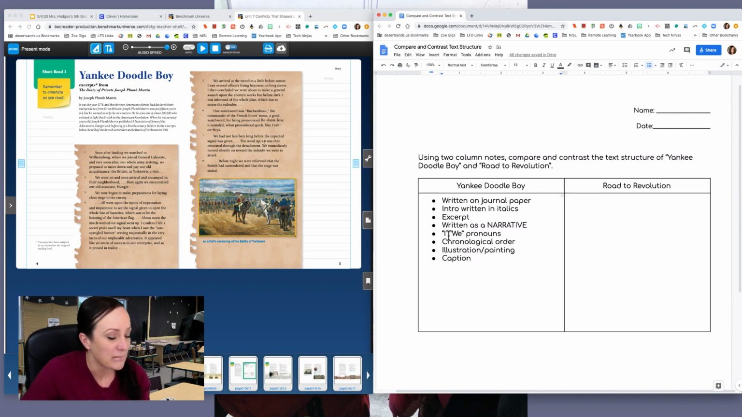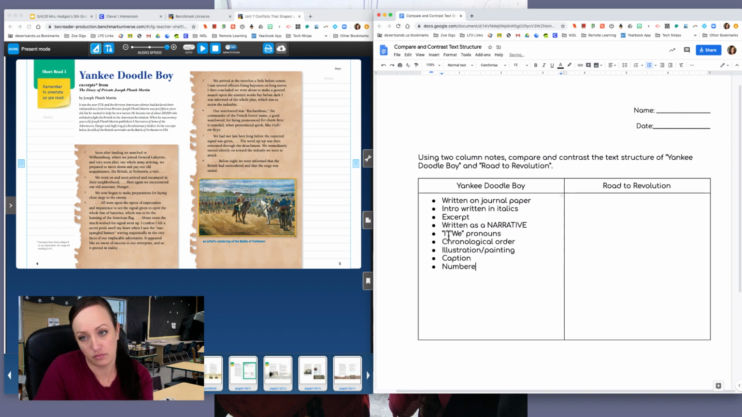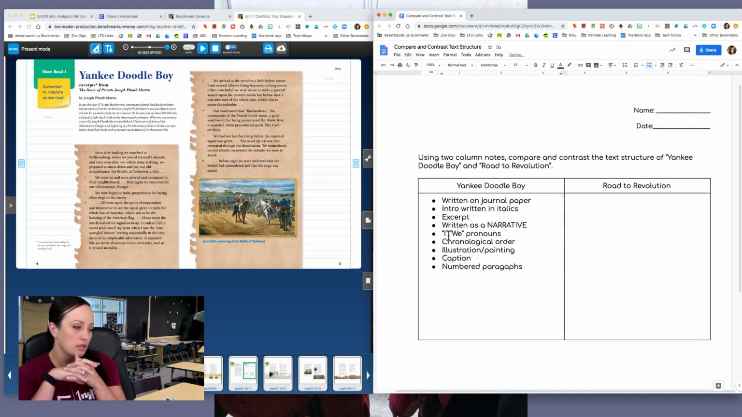Okay. And one more thing I'm going to note is that there are numbered paragraphs. So I'm going to mention that this text includes numbered paragraphs. All right. So it's kind of a combination of how it is organized with the text itself. It's in chronological order, but also noticing the graphic features and text features that we noticed too with the illustration, the title, and the italics in the beginning, all of those things together.